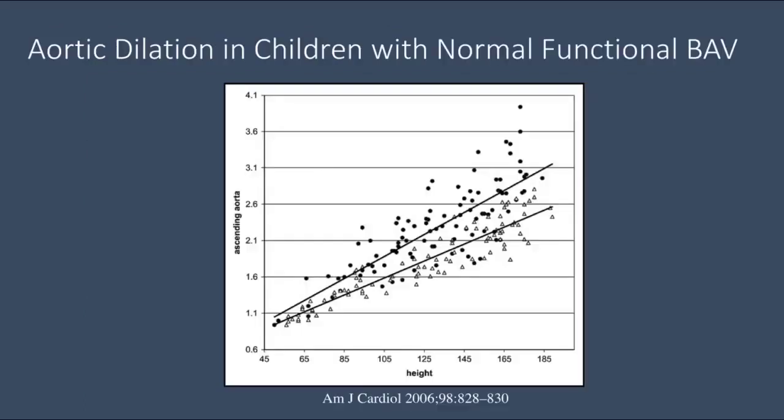The other argument that supports the idea of genetics is if you look at children. Children with bicuspid aortic valve almost invariably will have larger aortas compared to their tricuspid aortic valve counterparts, and you can see here that the curves diverge early on. So it's hard to argue that it's due to hemodynamics if we see that even children early on have larger aortas despite normal hemodynamics.